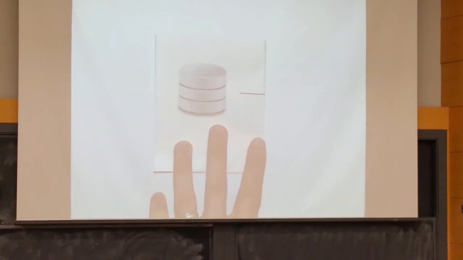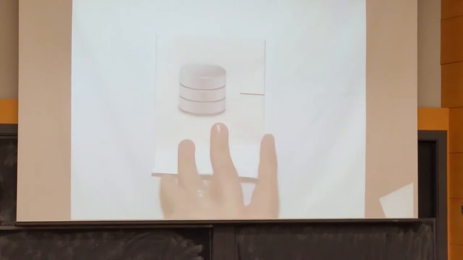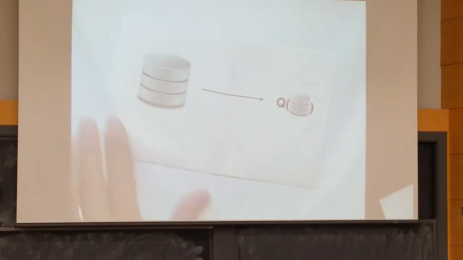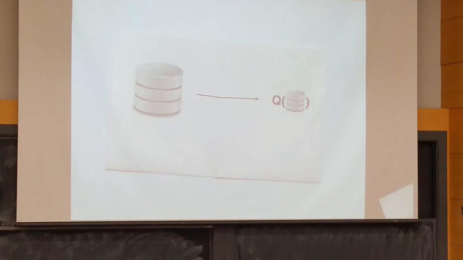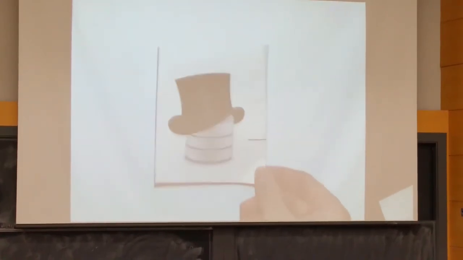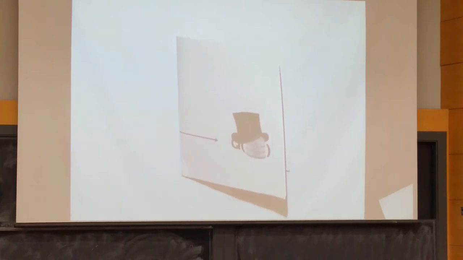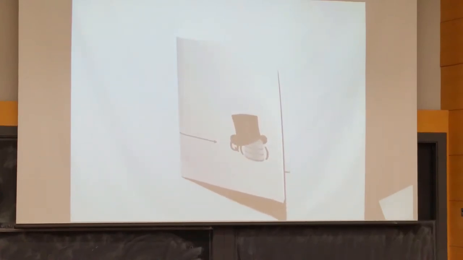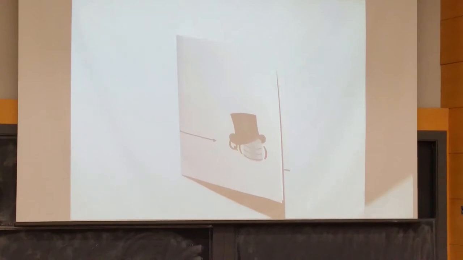So let's say we have our database. Now, we want to create a materialized view. And like I said, a materialized view is really just a query. So we've got our data and we've got our query. Now, what happens if we want to change the data? So, let's say we give our database a little top hat. We also want that change to be reflected in the query. How do we do that? And more importantly, can we do that without actually rewriting the entire database, rerunning the entire database query?